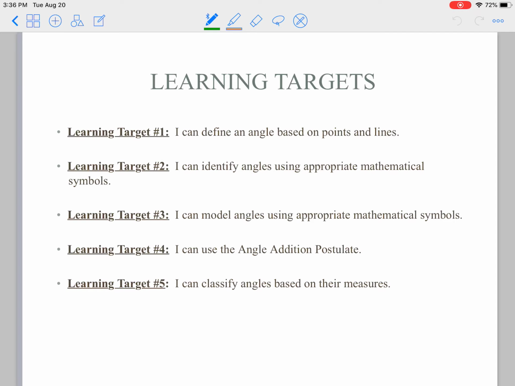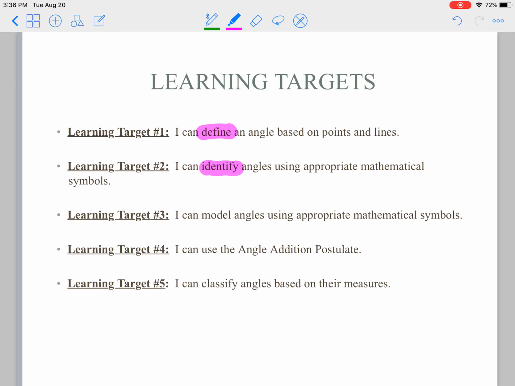Our learning targets. Learning target number 1. I can define an angle based on points and lines. So we're going to learn the terminology associated with an angle. We are also going to be able to identify angles using appropriate mathematical symbols. So not only are we going to learn what an angle is and the terminology that's associated with it, we're going to be able to identify various types of angles using that appropriate mathematical symbology.